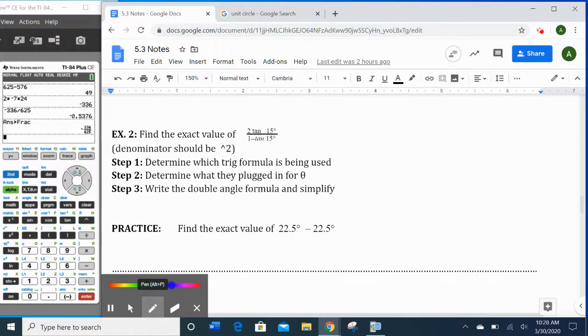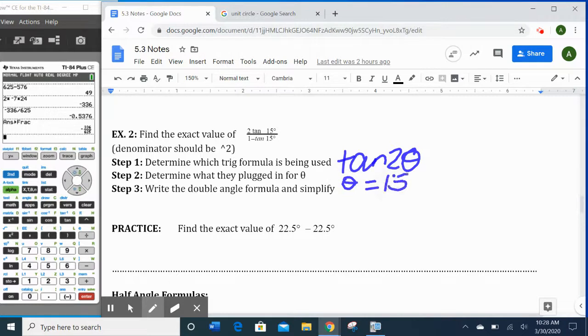So step 1 says determine which trig formula is being used. When you consider your 3 double angle formulas, the one that this is set up as is tangent. So I know we're talking about the tangent of 2 theta formula. Then we need to determine what they plugged in for theta. What they plugged in for theta is 15 degrees. So they say write the double angle formula and simplify.